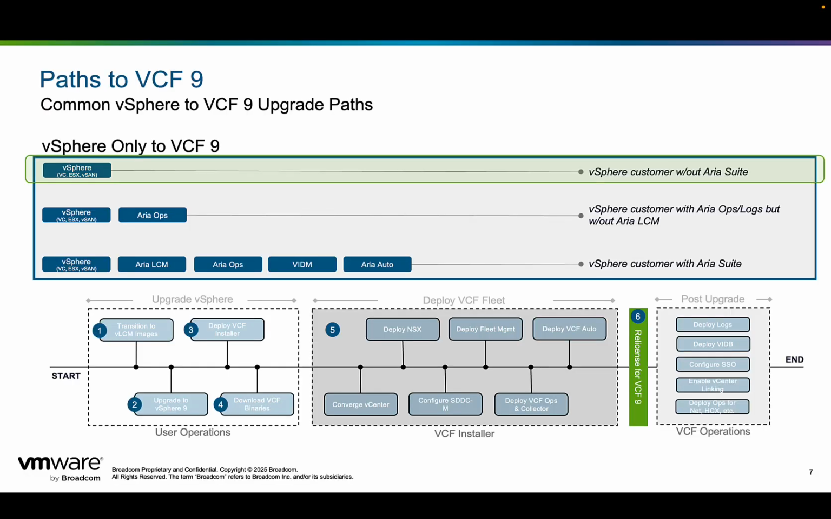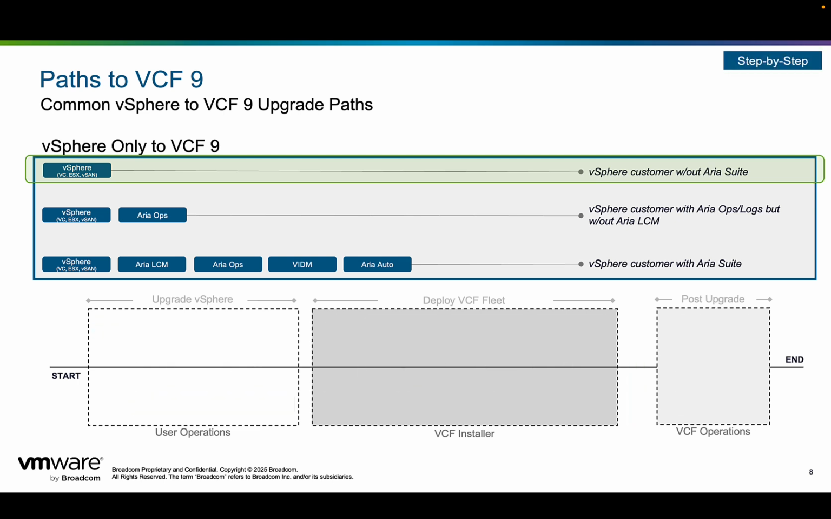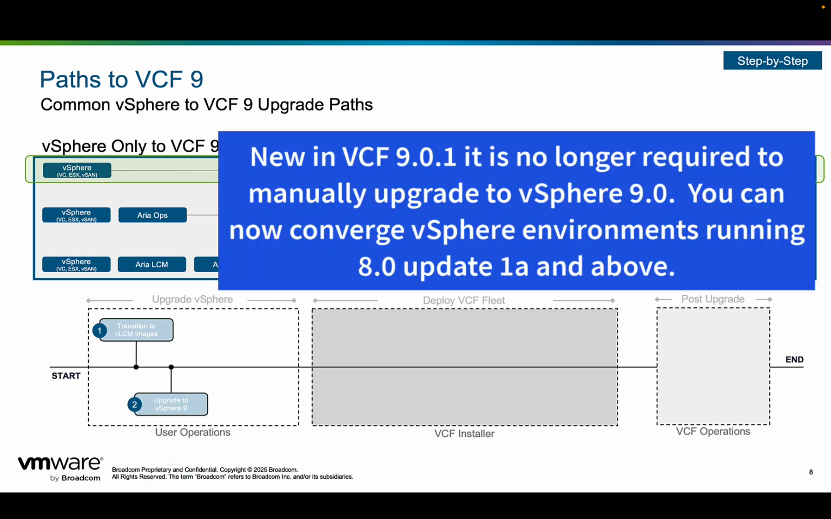In this first example, we have a vSphere customer. This customer is not currently running the Aria Suite Lifecycle or Aria Operations. For this customer, the upgrade begins by first transitioning to VLCM images. Once they are using VLCM images, they can then go in and complete their vSphere upgrade.